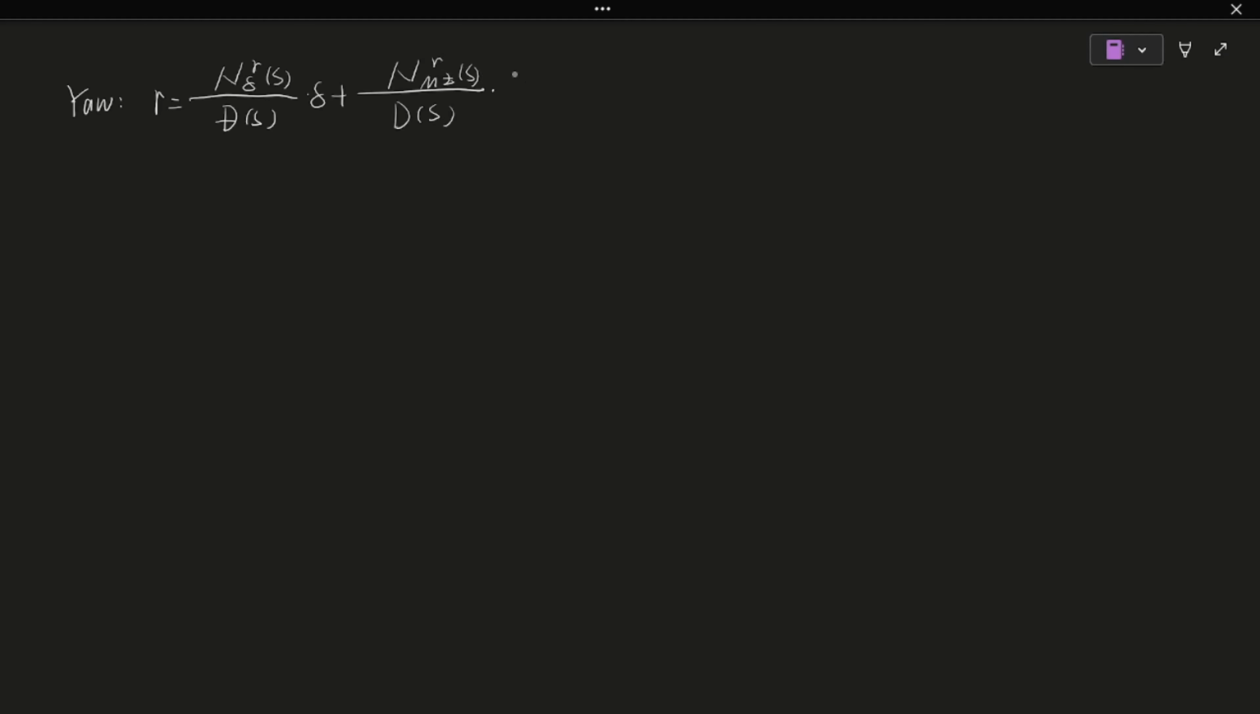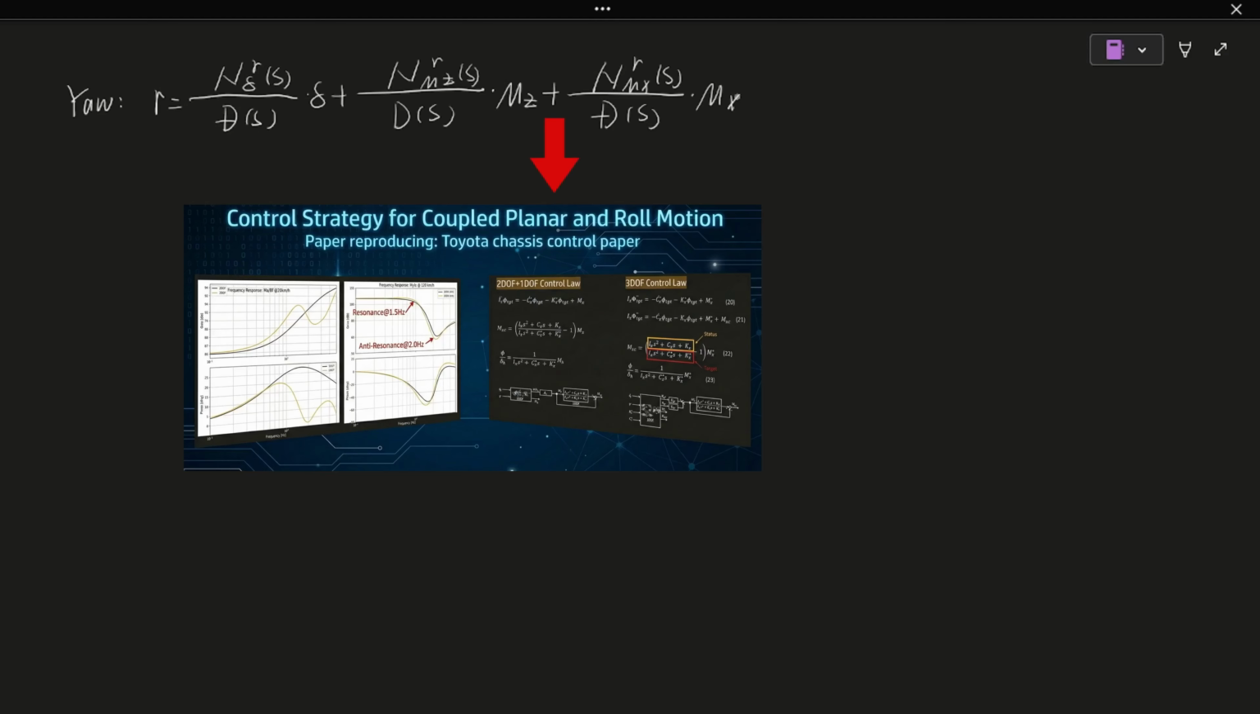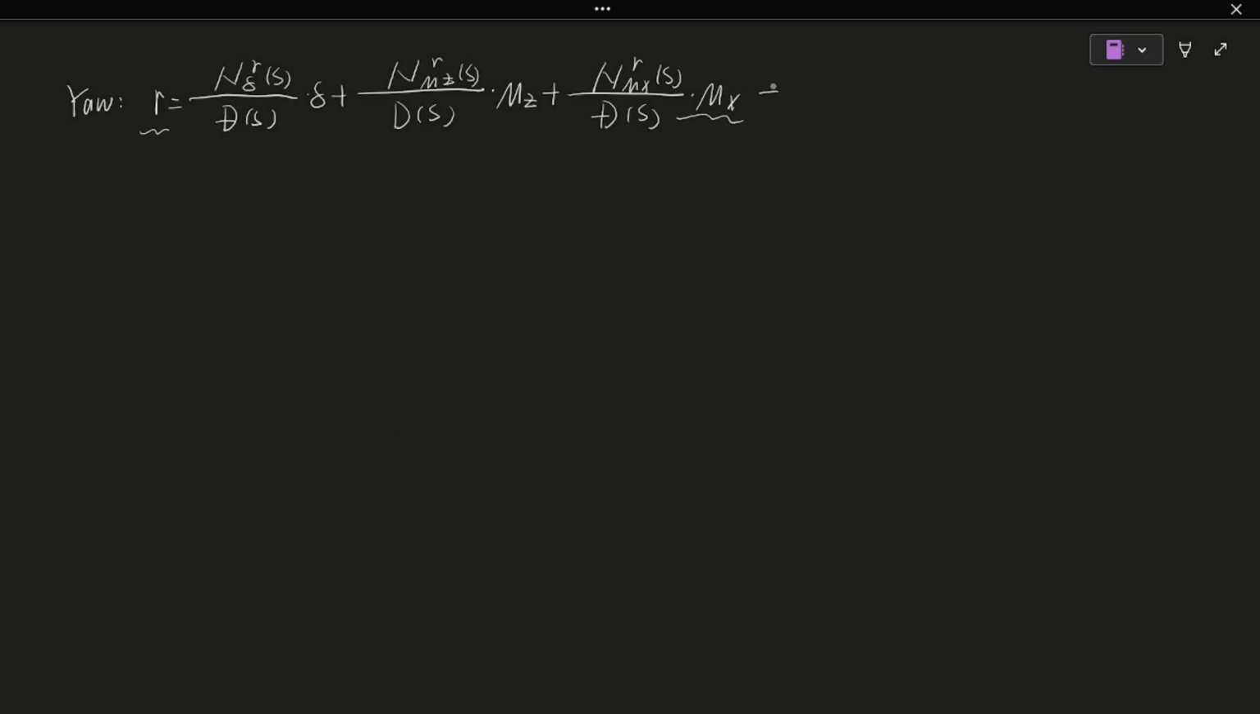You see, all the D(s) here are the same, because in the transfer function, the denominator represents the inherent characteristics of the system, such as natural frequency, damping ratio. I explained the derivation process in detail in the previous episode. You can go and check it. Then from the equation, it is very obvious to see that yaw and roll are coupled with each other.